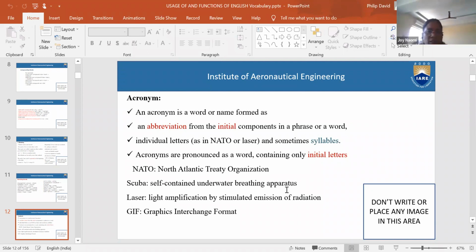All right. So an acronym is a word or a name formed as an abbreviation from the initial components of a word or a phrase, as in NATO and SCUBA.